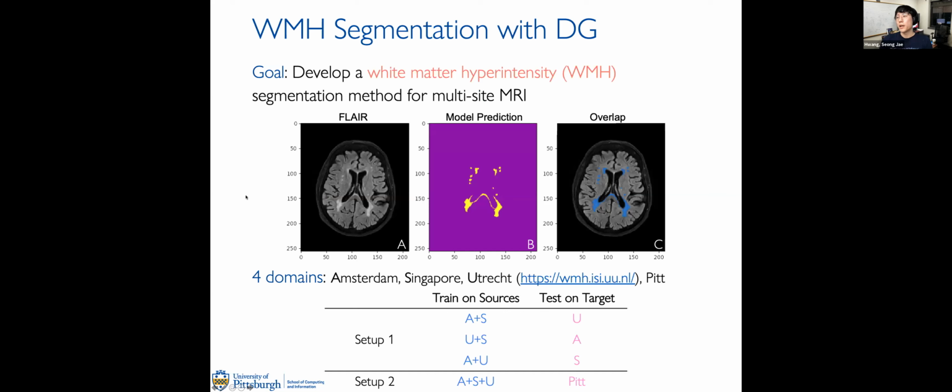So what is it that I have been trying to do? Specifically, I've been trying to develop a white matter hyperintensity segmentation method, so automatic segmentation of these white matter hyperintensity regions. And this could be a potential model prediction.